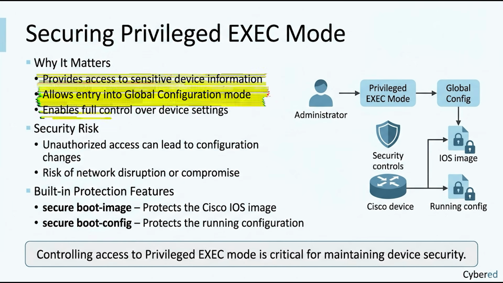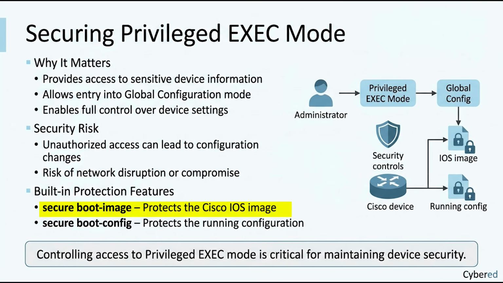When a user gains access to Privileged EXEC mode, they can view sensitive information about the device and network. From this mode, a user can also enter global configuration mode and modify the device configuration. Because of this, controlling access to Privileged EXEC mode is essential for device security. Cisco IOS provides several built-in features that help prevent unauthorized access to this level of control.